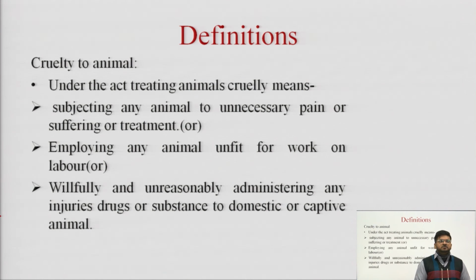What is cruelty to animal? Under the Act, treating animals cruelly means subjecting any animal to unnecessary pain or suffering or treatment, employing any animal unfit for work or labor, or willfully or unreasonably administering any injuries, drugs or substance to a domestic or captive animal. This is referred to as cruelty to animals according to the Prevention of Cruelty to Animals Act.